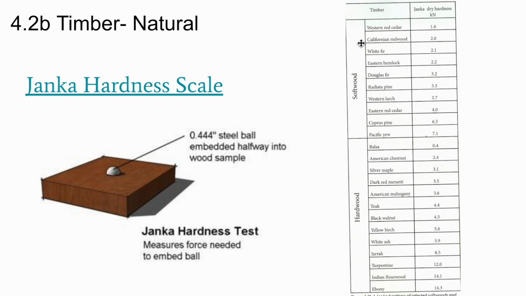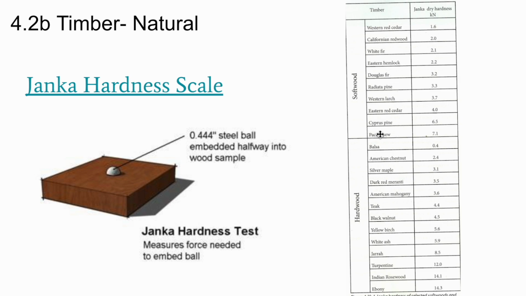And you can see here, these are some Janka hardnesses for different types of woods. These are softwoods right here, and these are hardwoods right here. But you can see that balsa wood is quite soft. Its Janka score is 0.4, and that's less than any of the other softwoods that are on this scale right here.